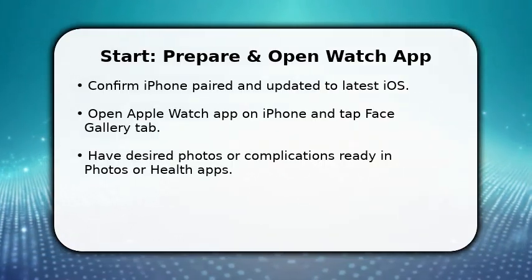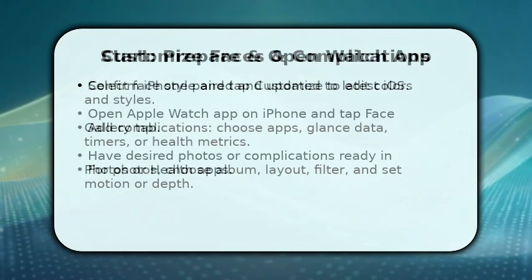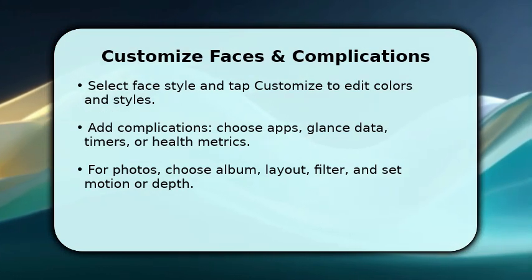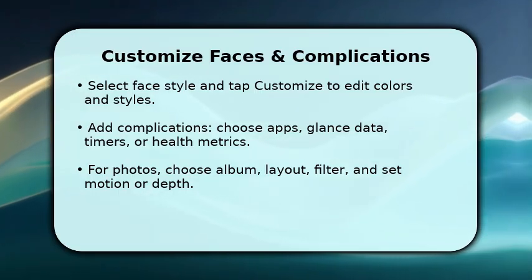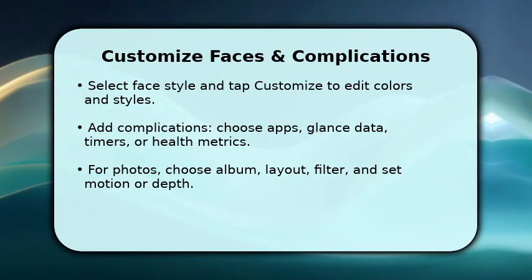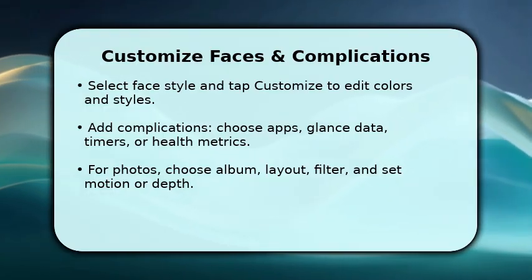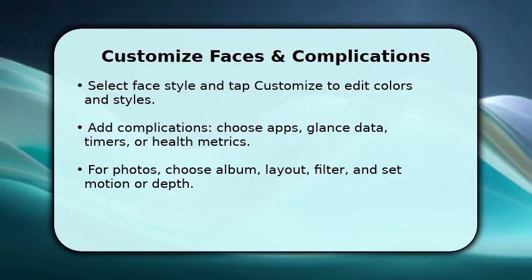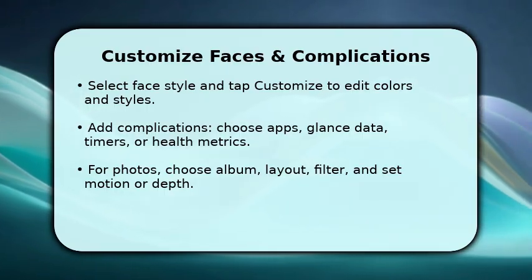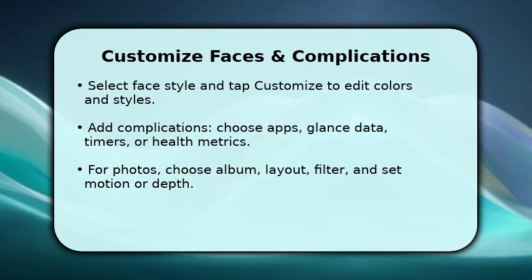Now you customize. Pick the face style and tap Customize to change colors, dial elements, and layout. This dictates readability at a glance. Then add complications. Select each complication slot and assign apps or data like weather, activity rings, or timers. For photo faces, choose an album, set layout and filters, and enable motion or depth if supported.